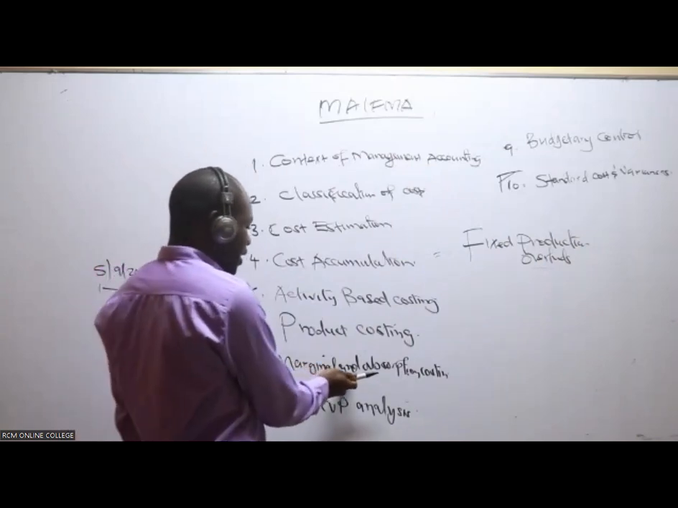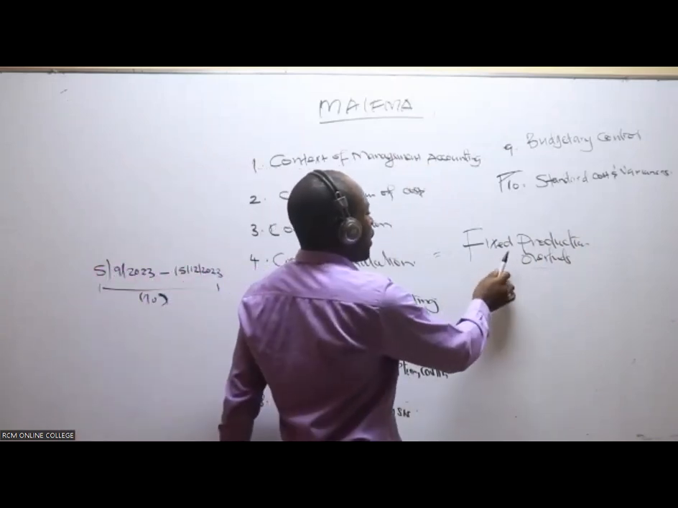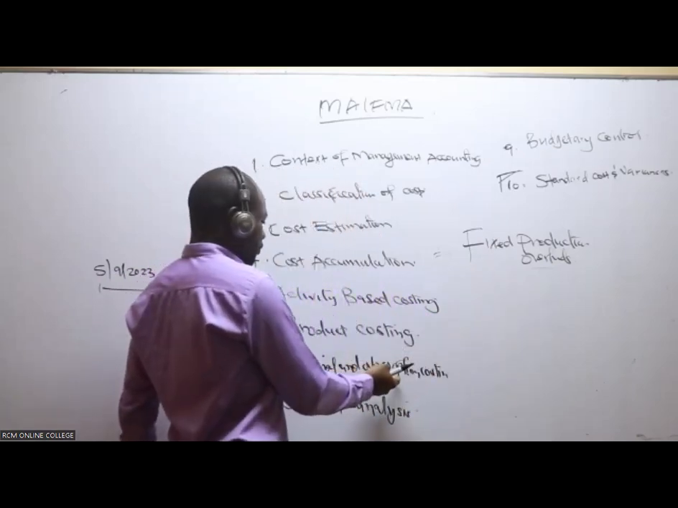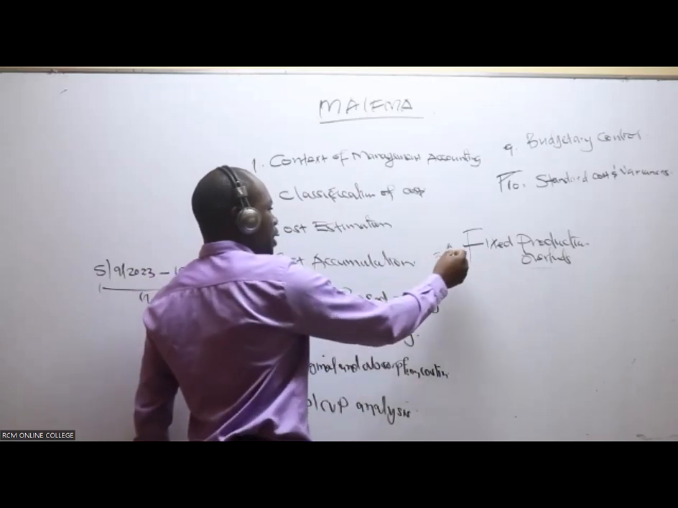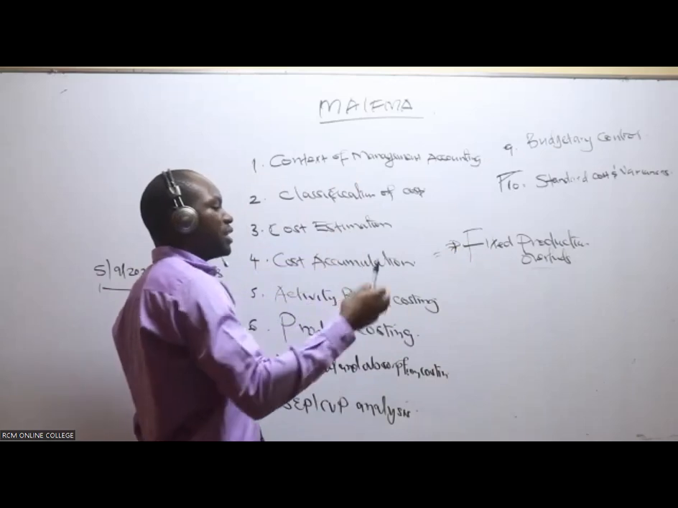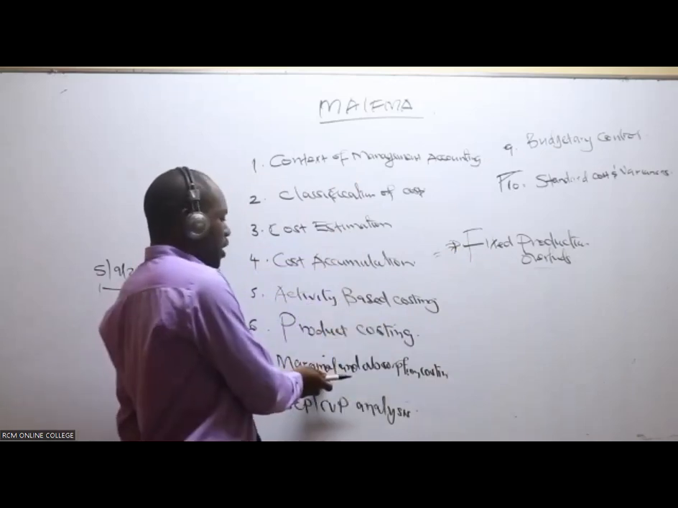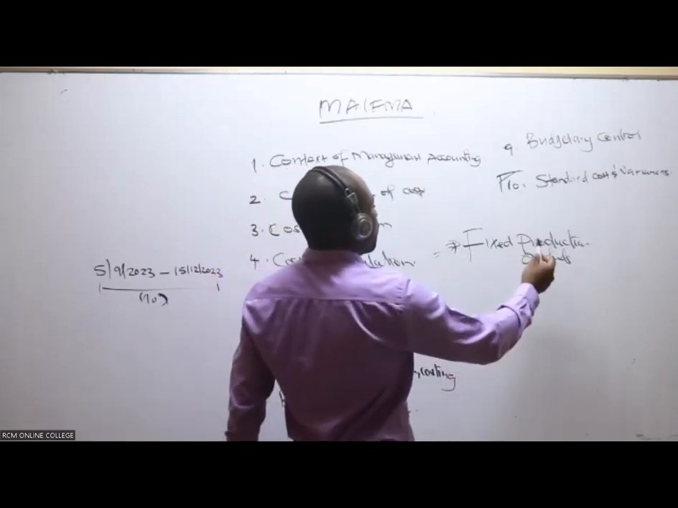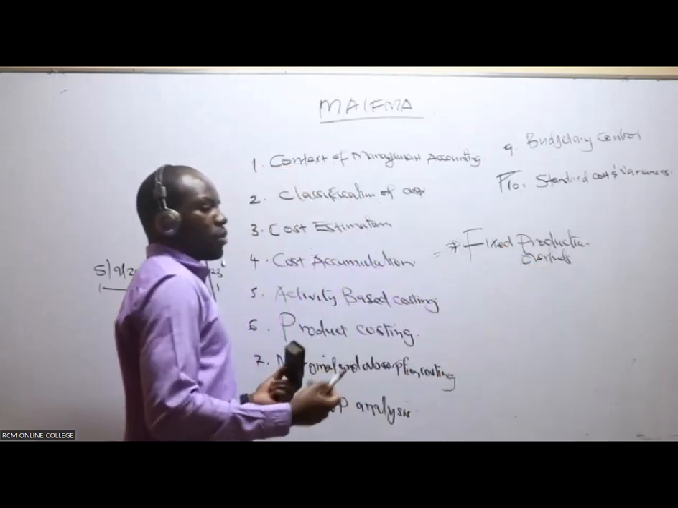Marginal costing says that fixed production overhead is going to be taken as operating expenses, while absorption costing says that this fixed production overhead becomes part of the product cost.